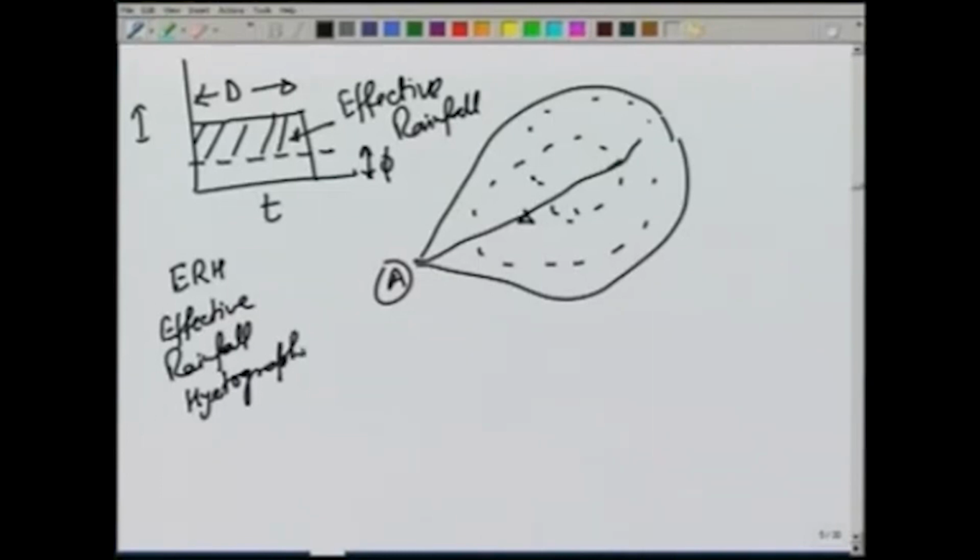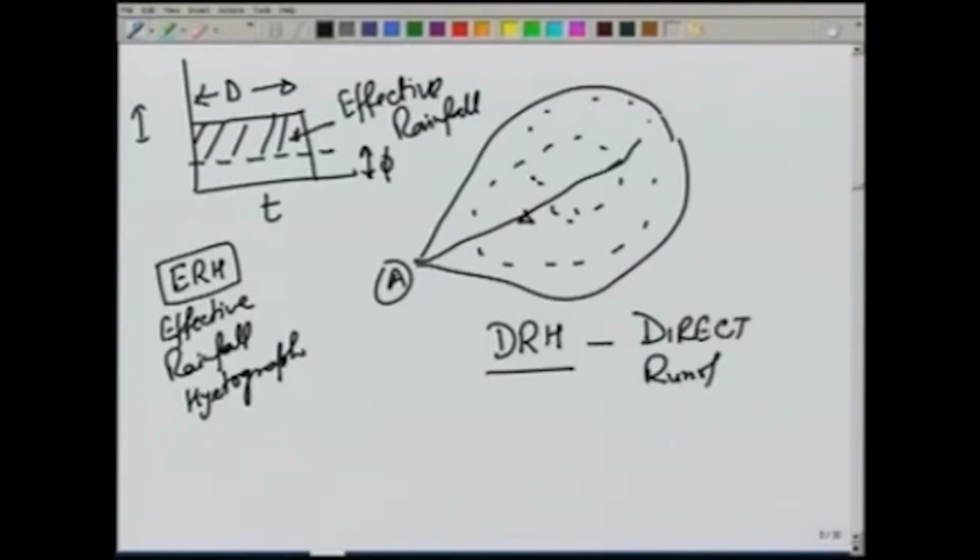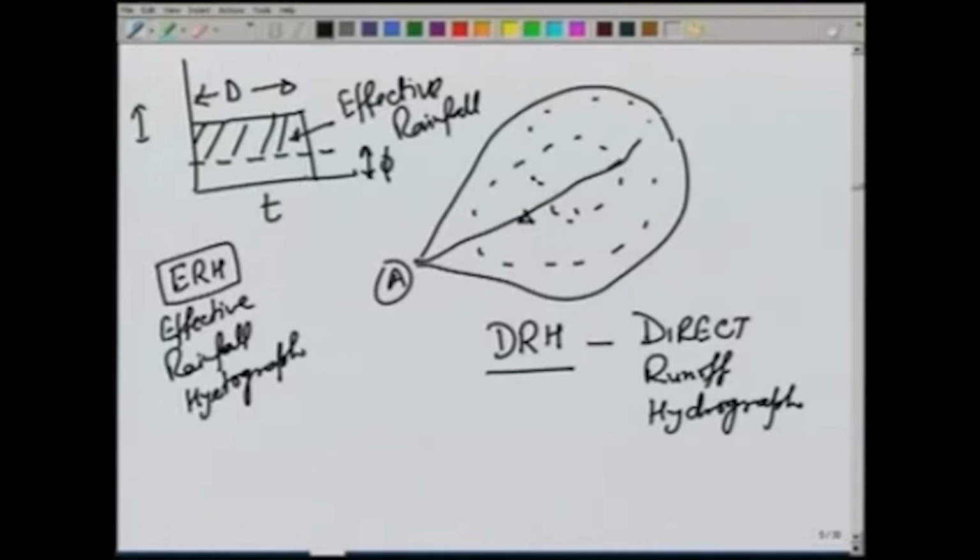So, our interest is in looking at, for a given ERH, what will be the runoff hydrograph or DRH, direct runoff hydrograph. Because in a hydrograph there will be some component which will have base flow, and that is not a direct result of the effective rainfall. Therefore, we must remove that component and then study what is the relation between effective rainfall and the direct runoff.